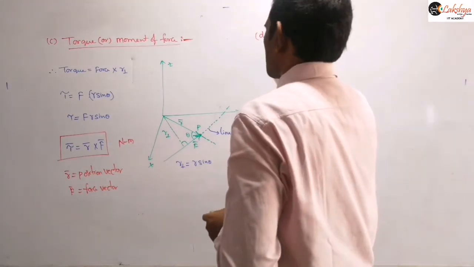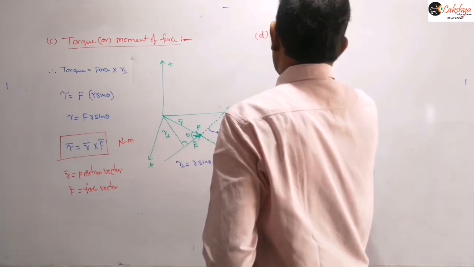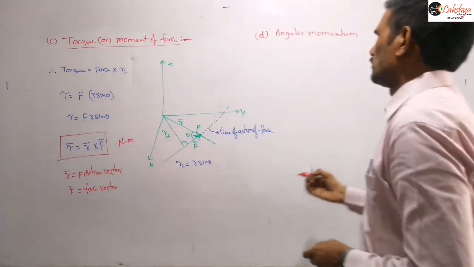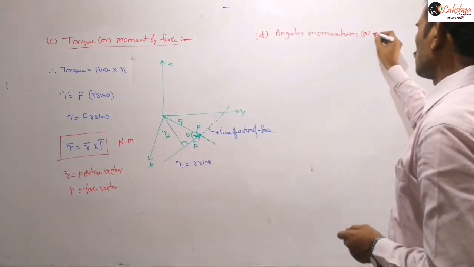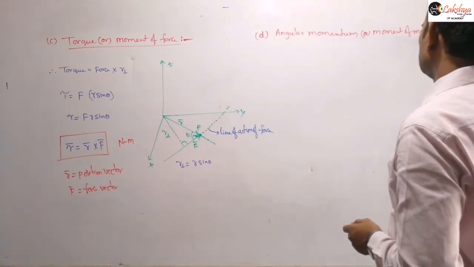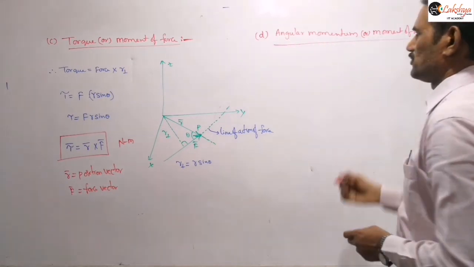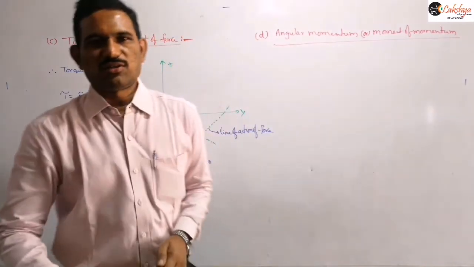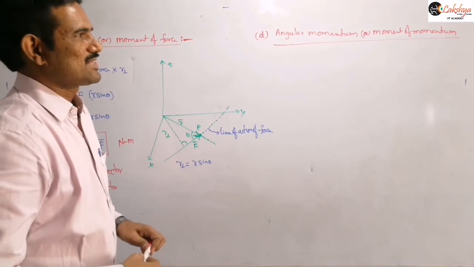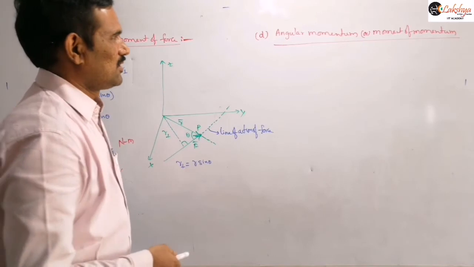And similarly, another axial vector I am taking here is angular momentum. This is also sometimes called moment of momentum. You know about linear momentum, then angular momentum. Linear momentum, that is mass into velocity, mv, is called linear momentum. Now this angular momentum is the product of this linear momentum and the perpendicular distance. So write this.